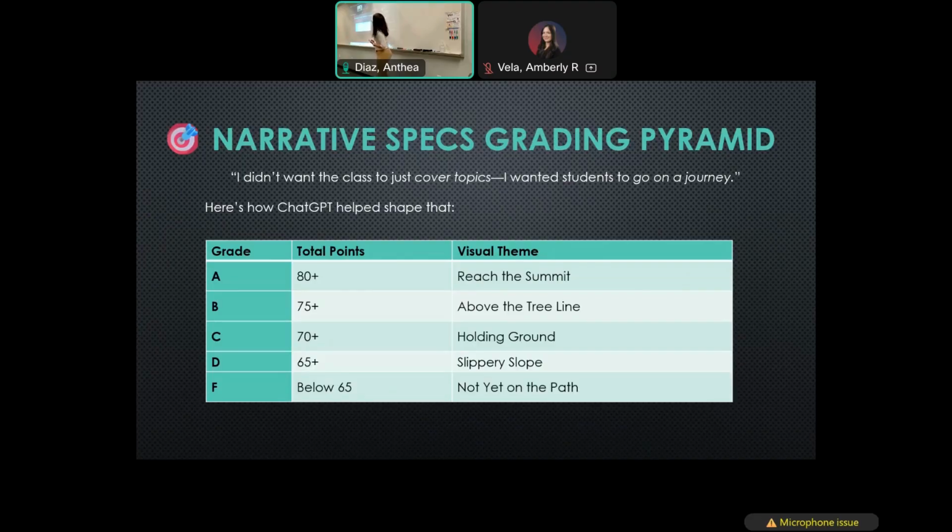Another thing is with the narrative specs grading pyramid, we have the students kind of rising up this mountain to get to the summit, which is a grade of A. So it kind of gives them a visual theme. I can also get a picture with the image of a mountain that kind of has the grade levels and what they need to complete in each of the grading bundles that I put together to get to their summit or wherever they want to be, right? That's the whole idea around specs grading, but that's a whole other topic.